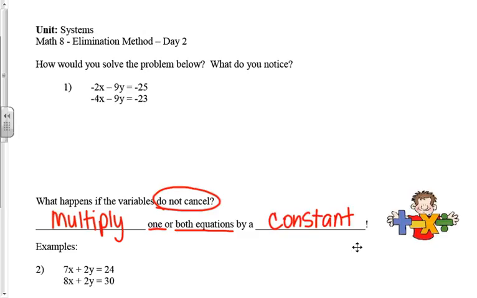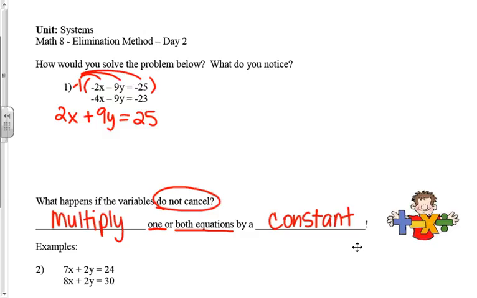So in this problem number one, I'm going to multiply the entire top equation by a -1. That's a constant, -1, right? And as long as I do it to the entire equation, it does not change the value of the equation. So I'm going to rewrite the top equation by distributing this negative through to each term, so I end up with positive 2x plus 9y equals positive 25.